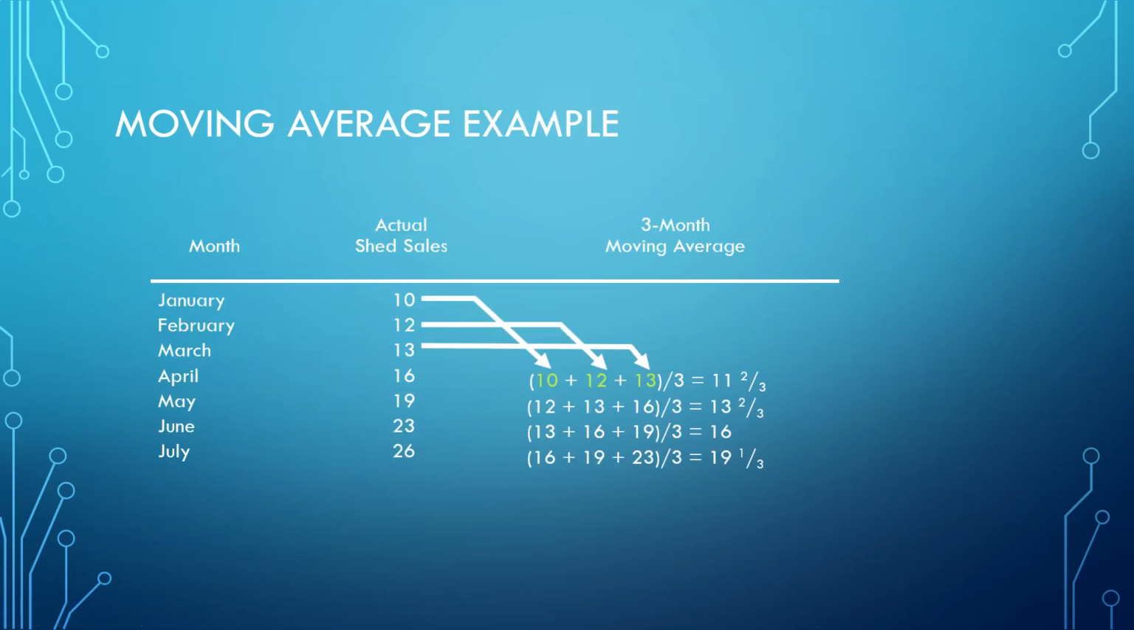The example in this slide is using the 3-month moving average. So if we were to forecast the sales in April, we add sales from January, February, and March, then divide by 3. That is 10 plus 12 plus 13 divided by 3, which is the 3 months, or 35 divided by 3, which is equal to 11 and 2/3. Although the prediction was around 12, 11 2/3 is like 12, the actual was 16.